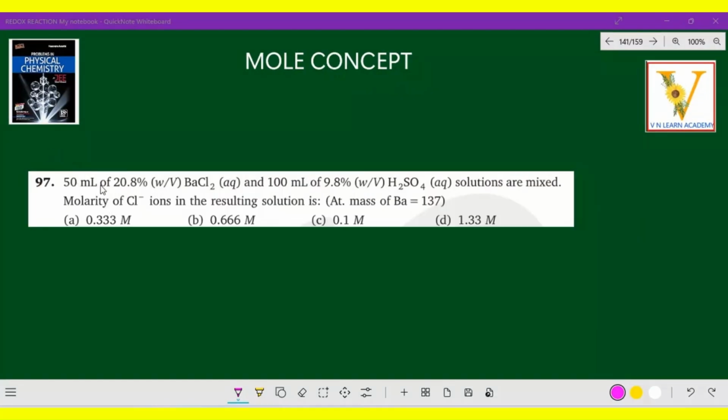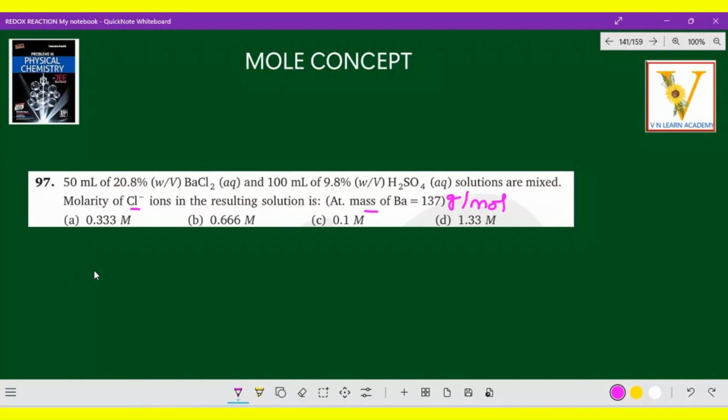The next question: 50 mL of 20.8% weight by volume BaCl2 barium chloride aqueous solution and 100 mL of 9.8% weight by volume H2SO4 solution are mixed. The molarity of Cl minus ion in the solution is? Atomic mass of barium is 137 gram per mole. Now how to calculate this? Like question number 92 we have gone through, the same, but here the comparison is between BaCl2 and H2SO4. Let us check this one also.